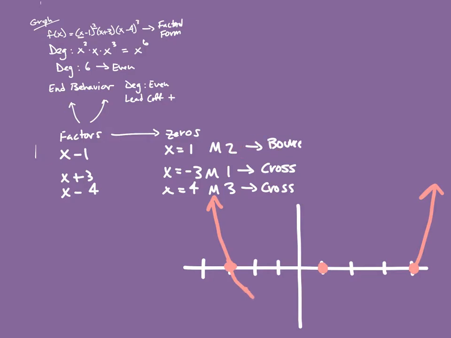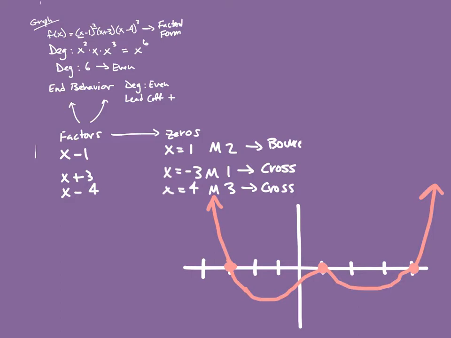Now this point means we're going to bounce off. So we're going to cross through, come up to this point, bounce off and continue to go down. We're not going to go through at that point. And then the next thing I want to do is cross through my value at x equals 4, and we get a graph like that.